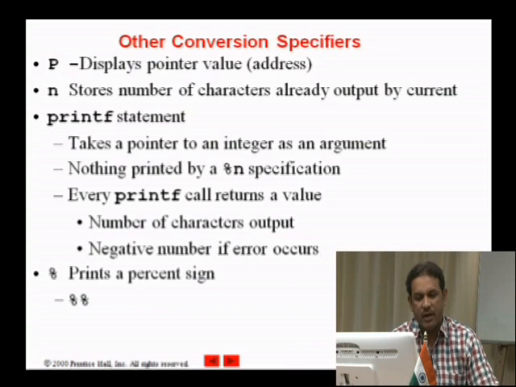Every printf call returns a particular value, how many characters it has displayed. It may be 10 characters or maybe 20 characters, or the entire number of characters in the output. It returns a negative number if an error occurs. Suppose the printf statement is not displaying properly, then it will give a negative number. If the printf statement is executing properly, it will return the number of characters displayed. So for printing you always require a percentage sign: percentage d, percentage f, percentage c, and so on.